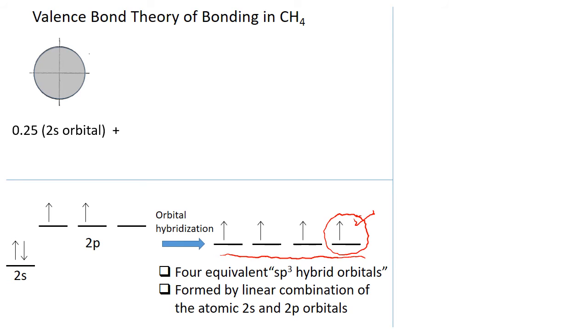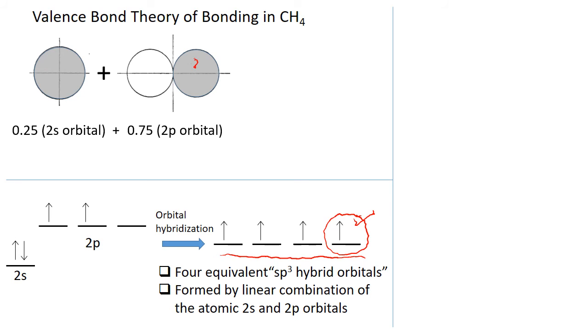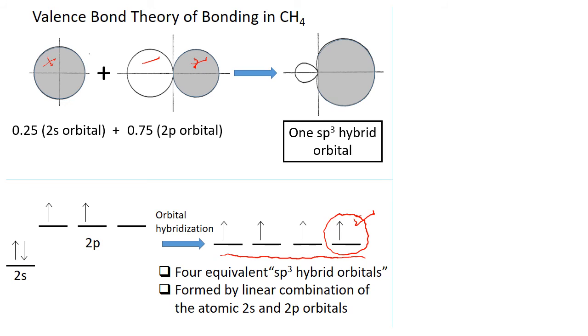So what I'm going to do is take 1/4 or 0.25 times my 2s orbital. I know that wave function is a sphere. I'm going to add to it 3/4 of my 2p orbital set. And I know that that looks like this, with one of my lobes being positive and one of them negative. Over here, I don't have lobes for my 2s, so I just have a positive lobe.